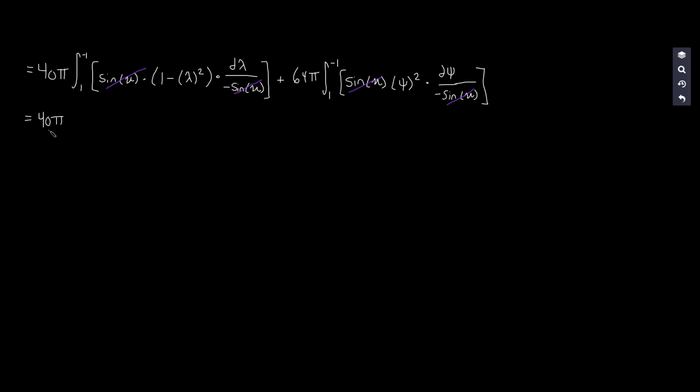Very important. Okay, so that's going to be 40 times pi times the integral from 1 to -1 of 1 minus lambda squared times negative d lambda, plus 64 times pi times the definite integral from 1 to negative 1 of psi squared times negative d psi.